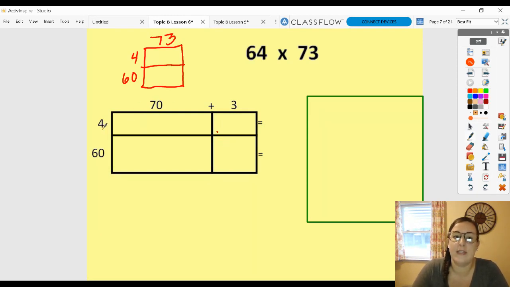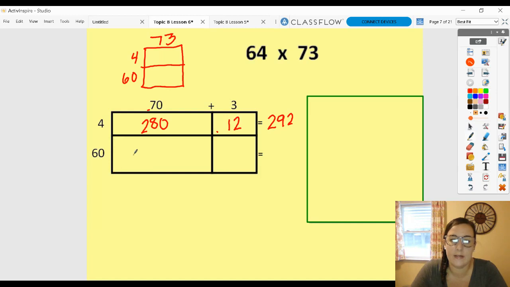So first we have 70 times 4. 7 times 4 is our basic fact of 28, and it's a power of 10. And then we have 4 times 3, which is 12. So now I'm going to go ahead and put those back together and get 292.